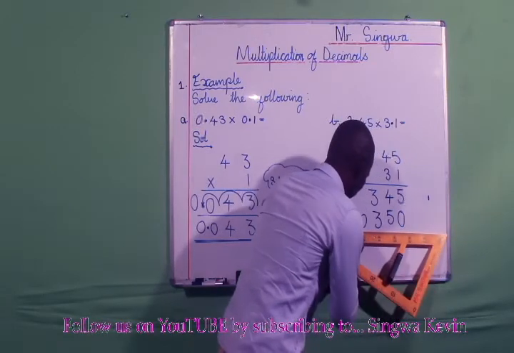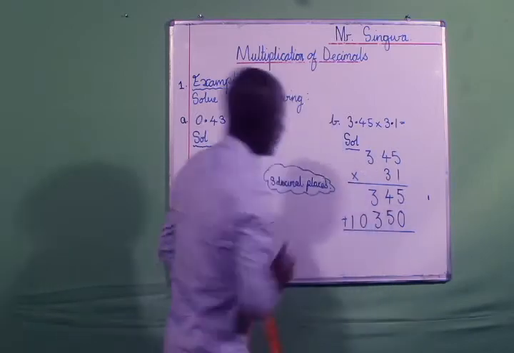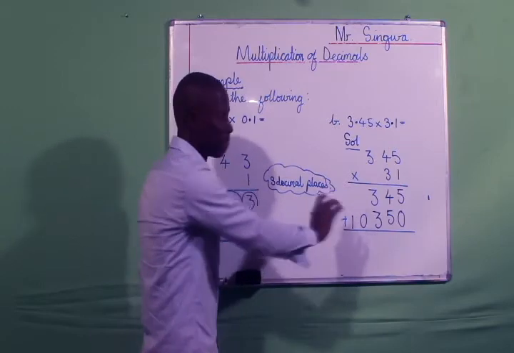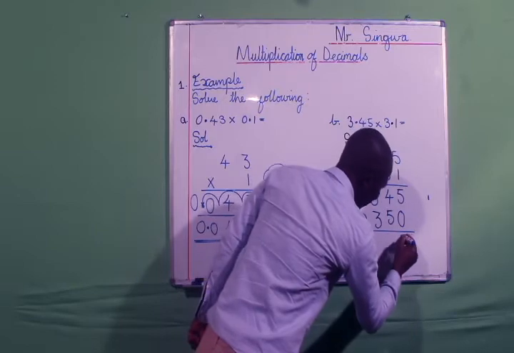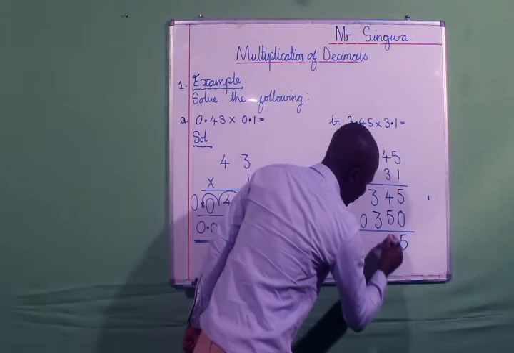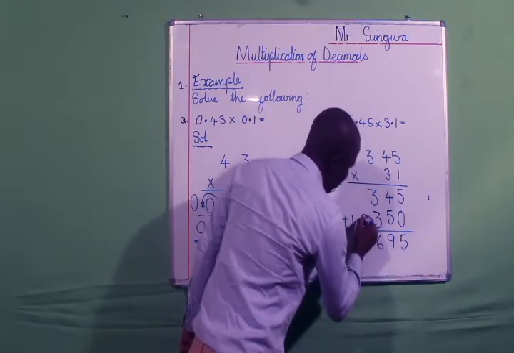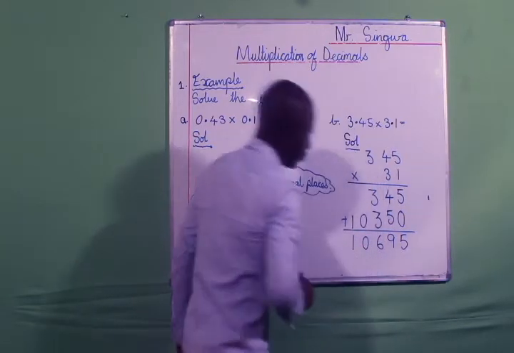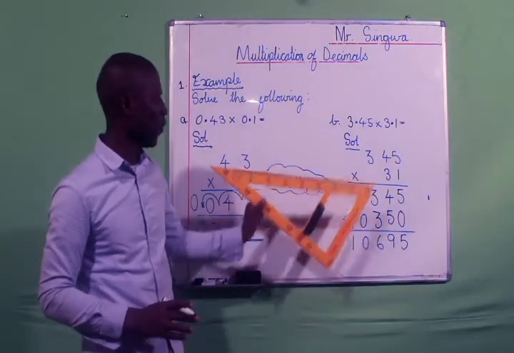You draw a line down, and we are going to add everything inside here. If you want, you can put your placeholders back. 5 plus 0 is 5. 4 plus 5 is 9. 3 plus 3 is 6. 0 is 0. 1 is 1. When you reach here, don't end here. Ask yourself, what is next?